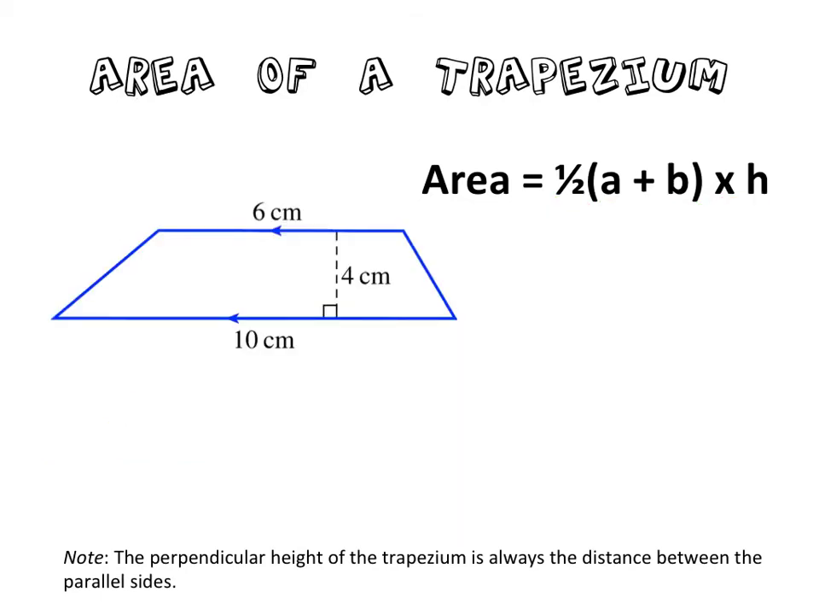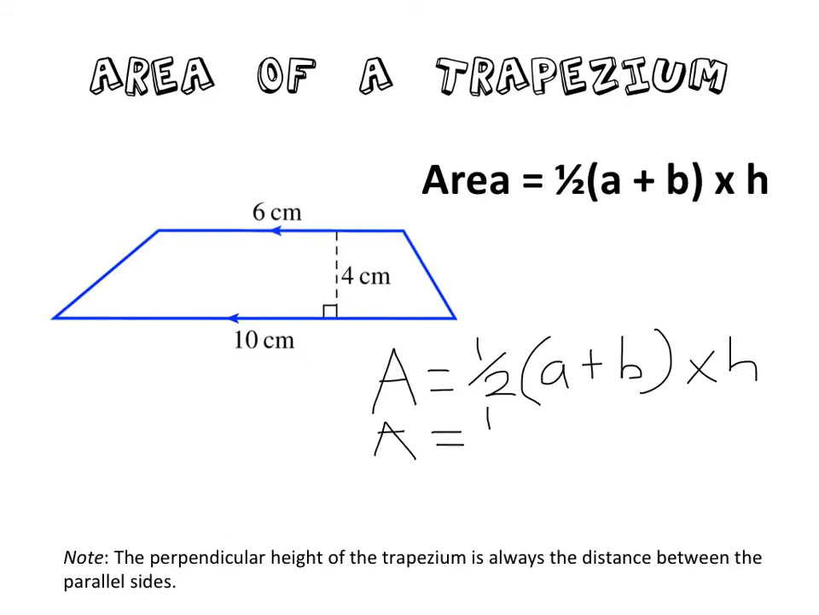So if I was given this to work out the area of the following trapezium, I'd simply write down the formula: area equals half A plus B times H. Okay, that's the first thing I do, that's step one. Then I substitute it in. It doesn't matter if I write 10 or 6 first, either of the parallel sides. I'm going to write 6 first, so 6 plus 10 multiplied by the height, 4. Now my order of operations tells me I need to work out what's in the brackets first.